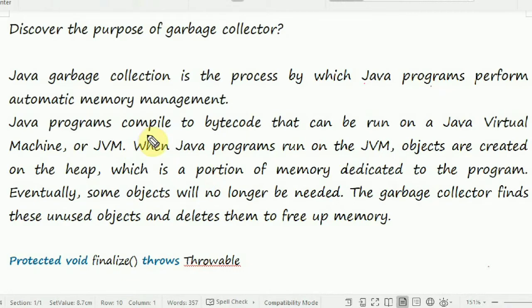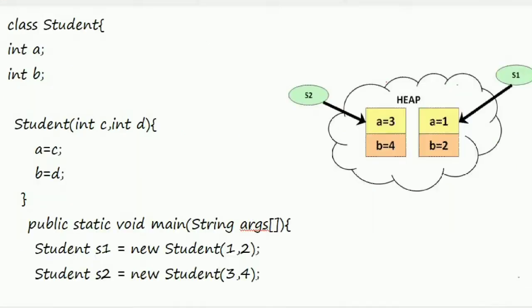Java programs are compiled to bytecode that can run on the JVM. When Java programs run on the JVM, objects are created on the heap, which is a portion of memory dedicated to the program. Eventually, some objects will no longer be needed. So the garbage collector finds these unused or unreferenced objects and deletes them to free up memory. We'll see this with an example.